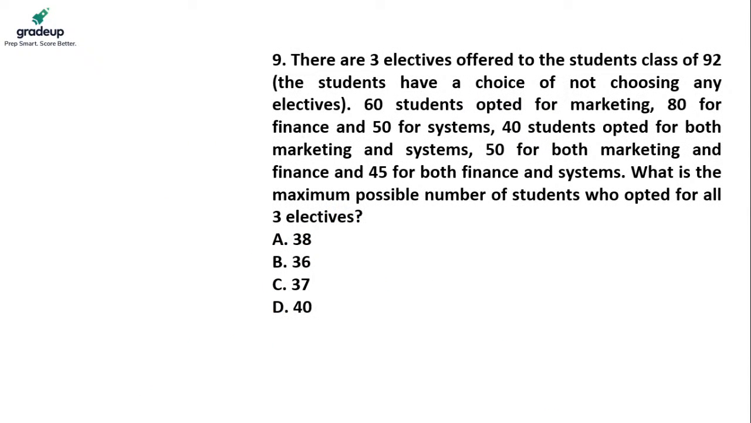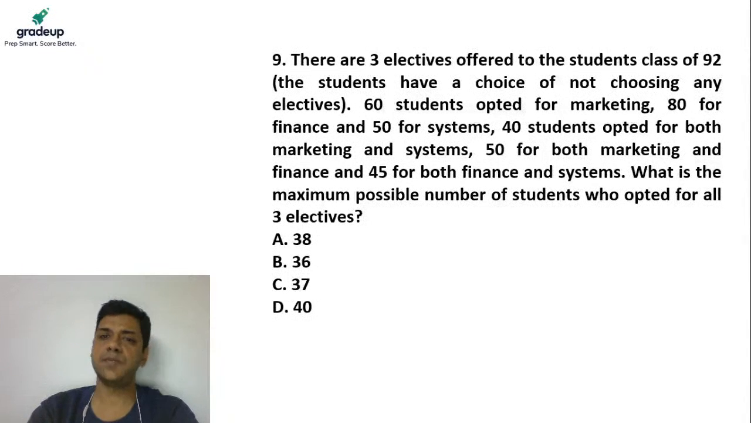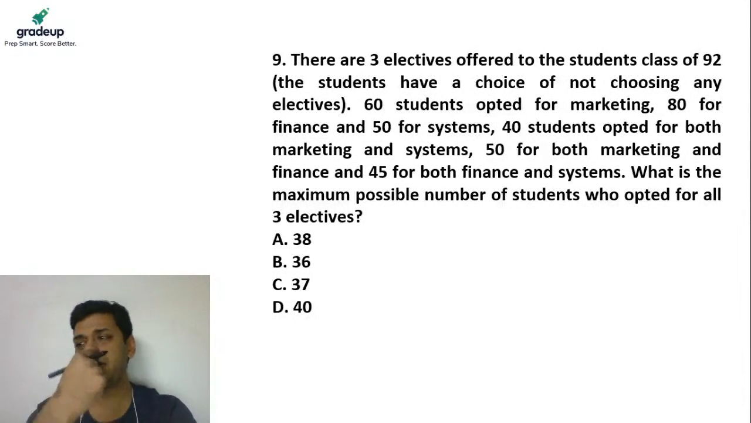Okay, move to the next one. There are three electives offered to students of a class of 92 students. Students have a choice of not choosing any of these electives. 60 students opted for marketing, 80 for finance, 50 for system, 40 for marketing and system, 50 for marketing and finance, 45 for finance and system. What is the maximum number of possible students who would have opted for all three electives?